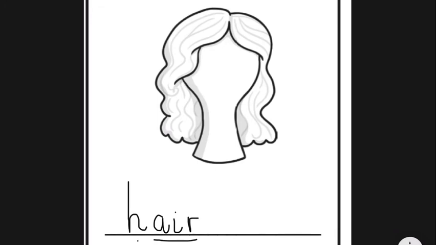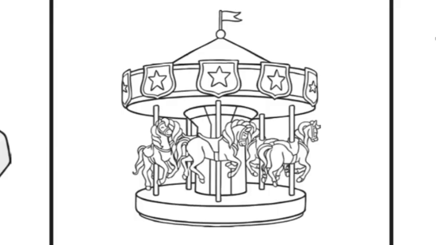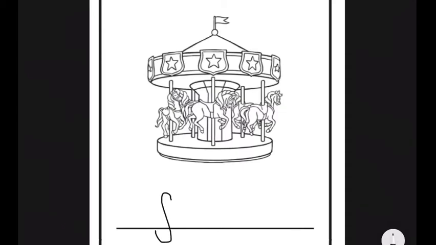Now let's have a go at another one. So this is a picture of a fun fair. We are going to write the word fair. So let's use our robot arms. Air. Fair. Two sounds. The first sound is, so write.